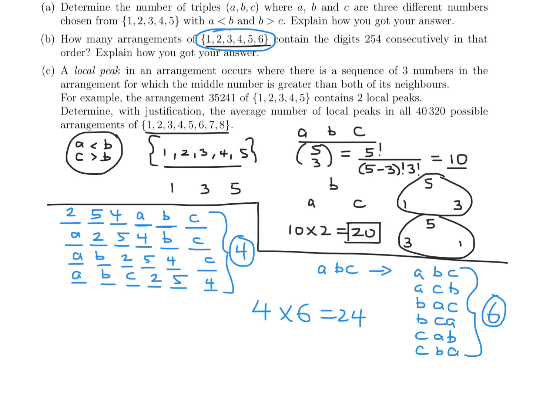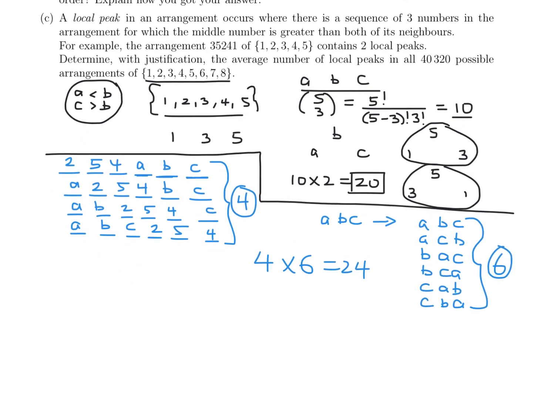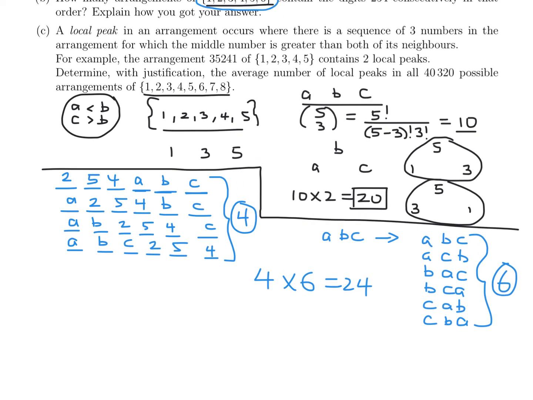And now we come to letter C. And C states the following. A local peak in an arrangement occurs when there is a sequence of 3 numbers in the arrangement for which the middle number is greater than both of its neighbors. For example, the arrangement 3, 5, 2, 4, 1 of 1, 2, 3, 4, 5 contains 2 local peaks. This one, 3, 5, 2, and this one, 2, 4, 1.